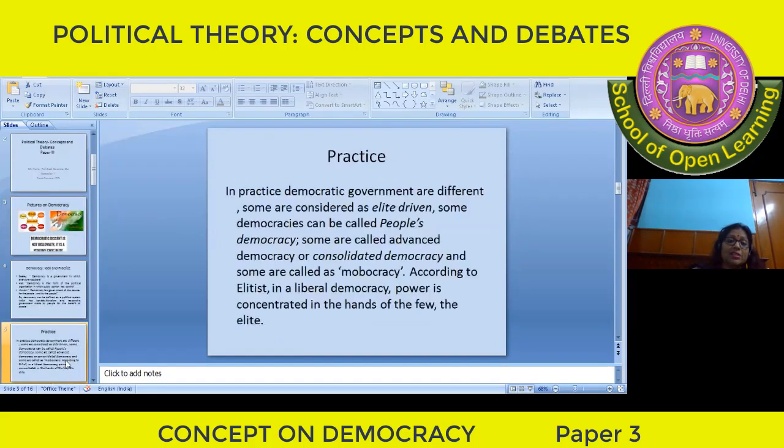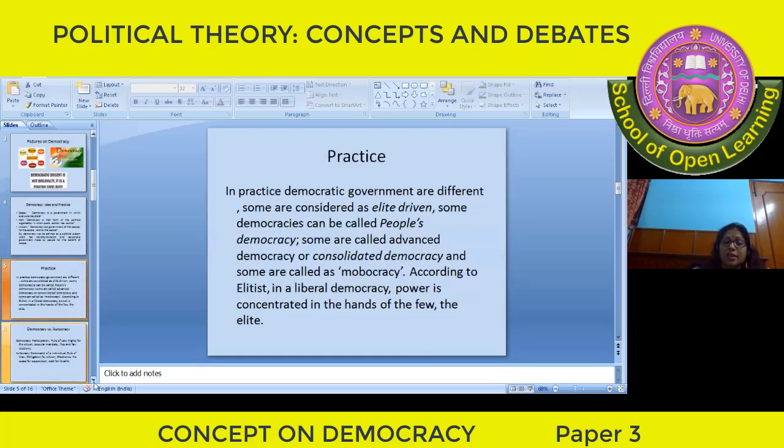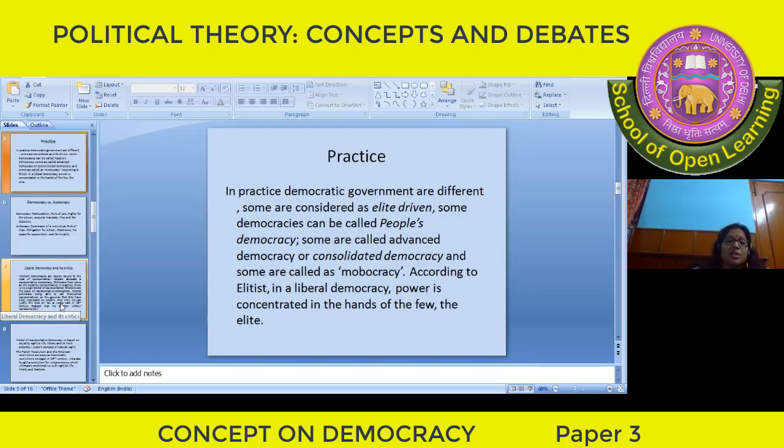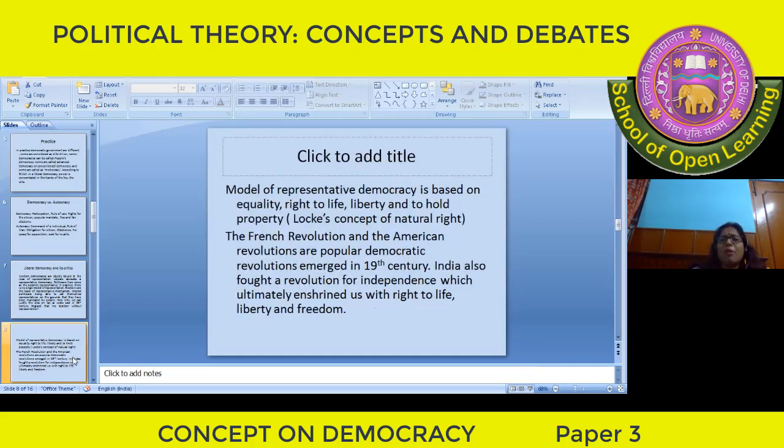We have already discussed the ideas in democracy, and how democracy is different from autocracy and autocratic regimes, for example, the monarchical democracy in Britain and monarchical autocracy in Middle East countries. Then we discussed models of representative democracy, which you can see in the French Revolution and American Revolution, popularized in the 19th century. India also fought a revolution for independence, which ultimately enshrined in us the right to life, liberty and freedom.